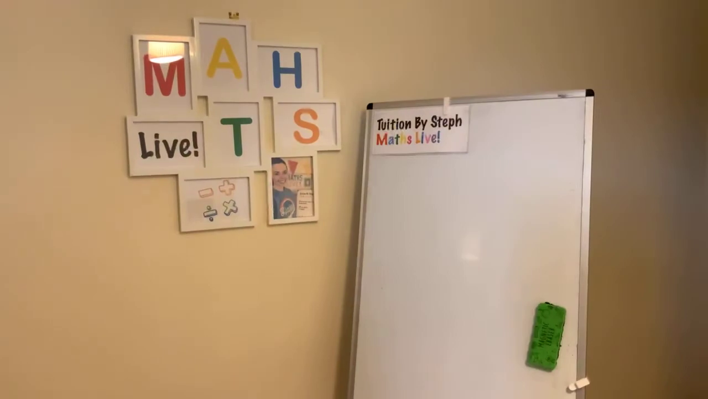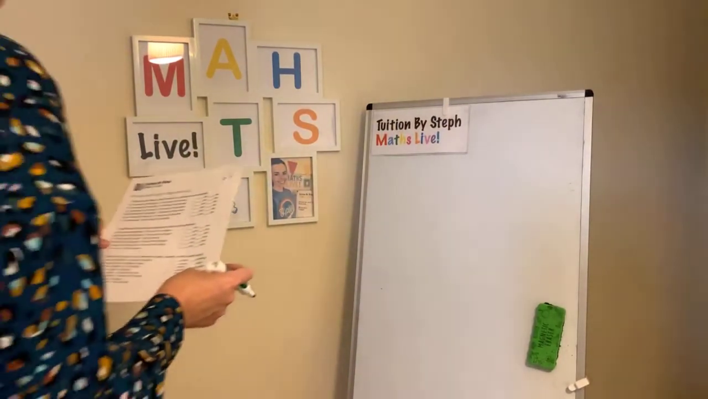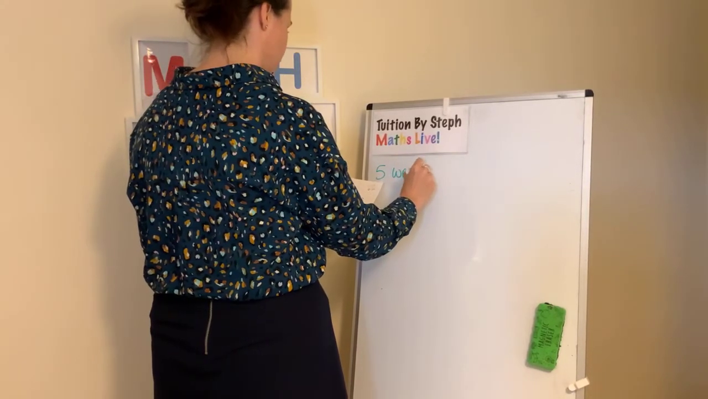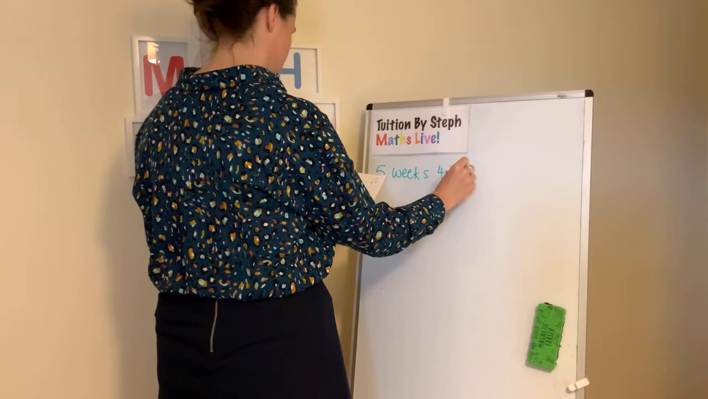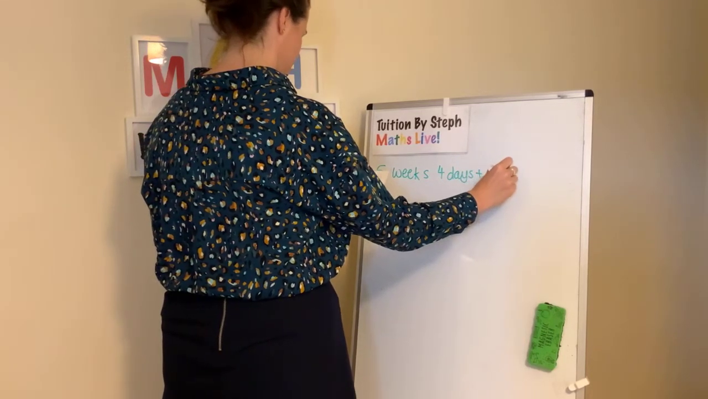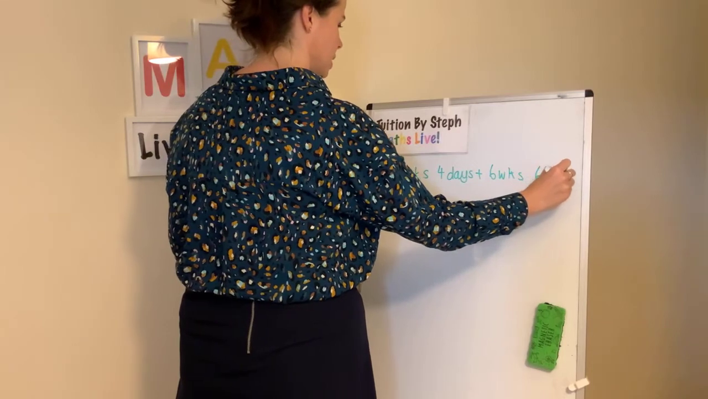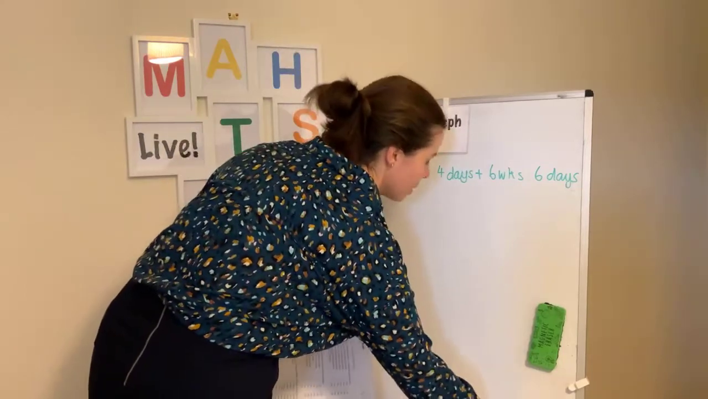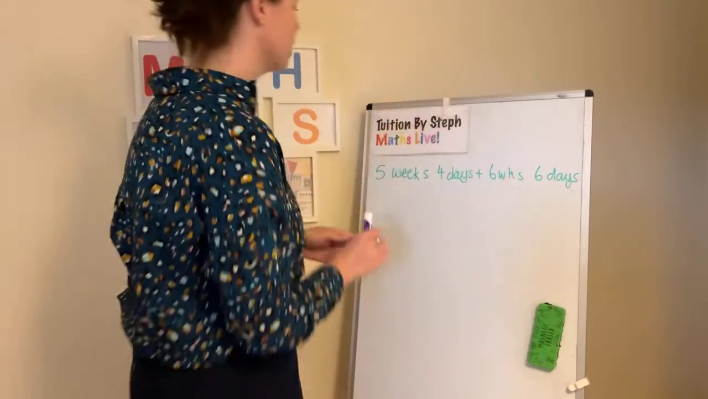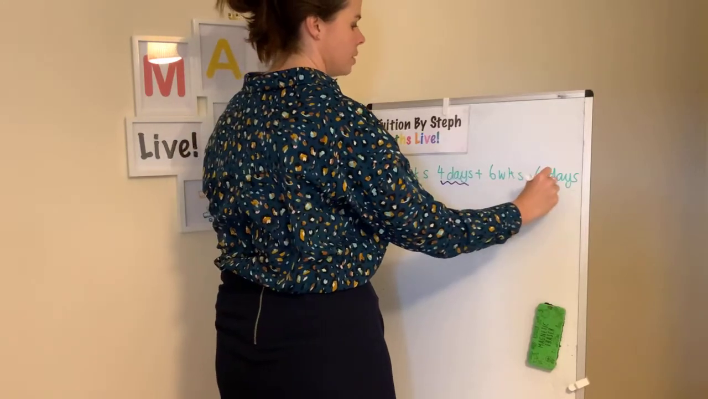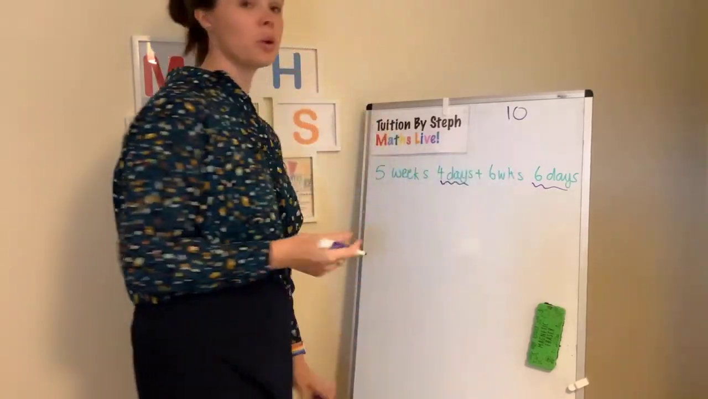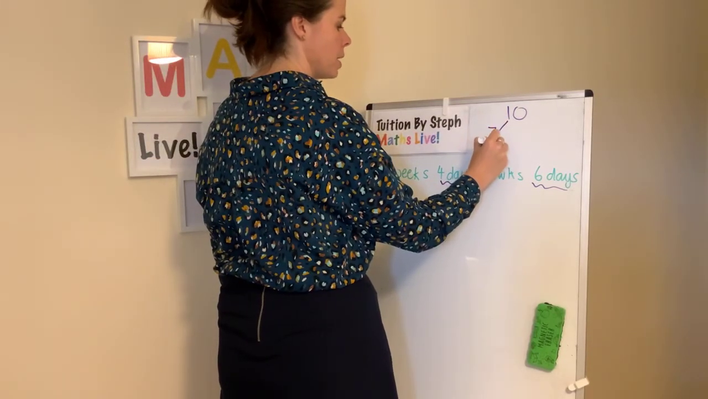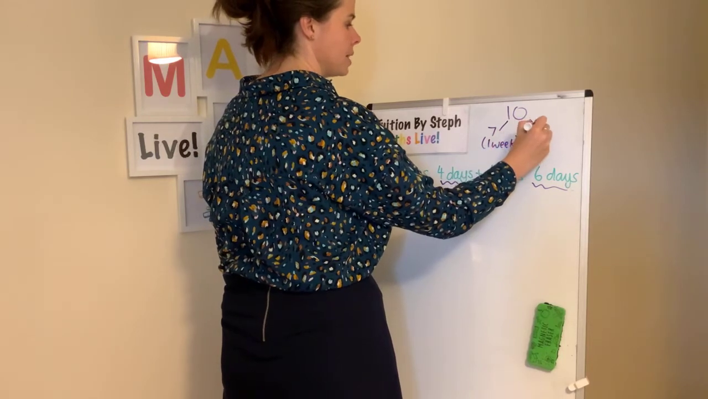Right. As I said, back to number two. Weeks and days. 5 weeks and 4 days. And 6 weeks, 6 days. Right. So let's add our days. 4 and 6 is 10. We know there's 7 days in a week, so that would make 7, which is 1 week. And 3 days left over.